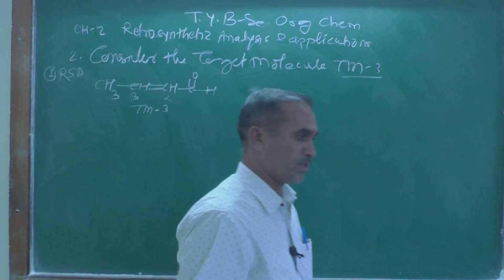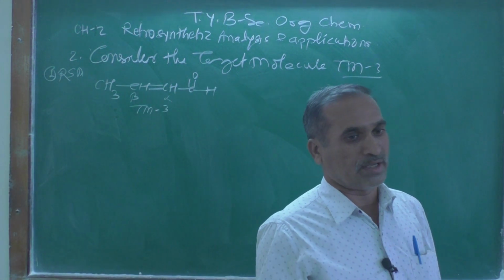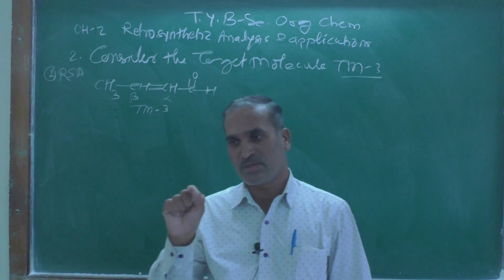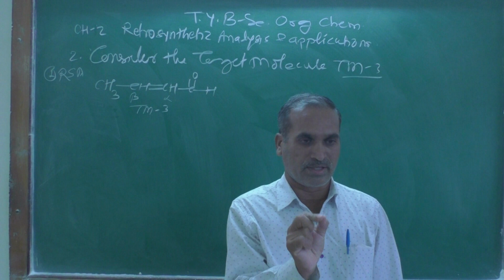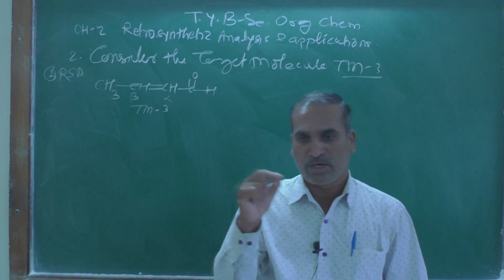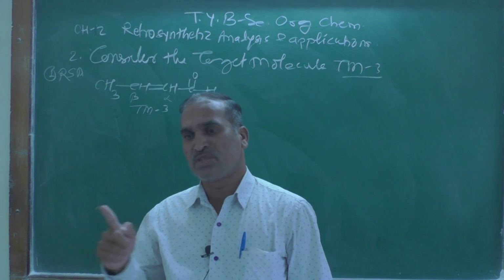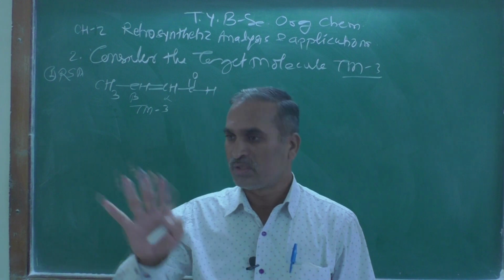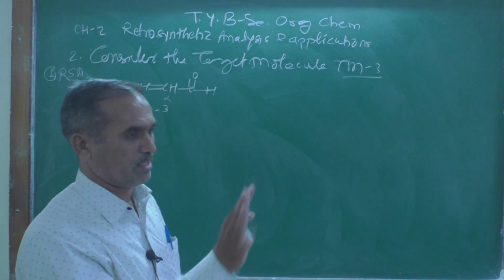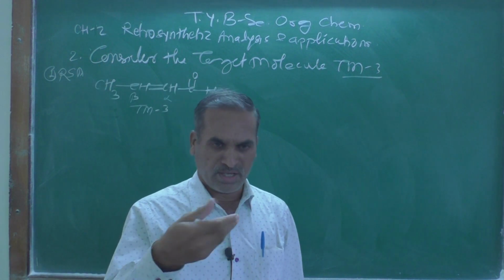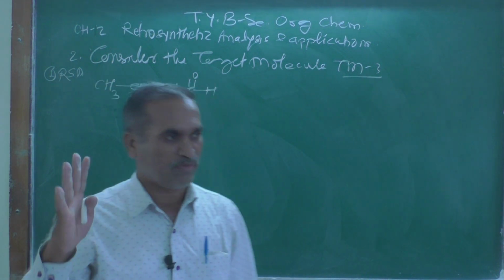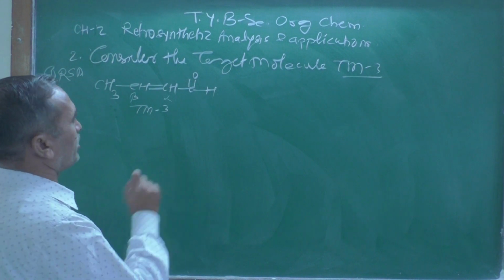If a 3 mark question always appears in the exam, the nature of the question is like this: write down the retrosynthesis and the synthesis of the molecule. They will give you that. I already told you that there are near about 5 to 6 molecules.